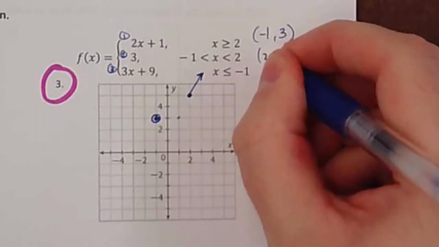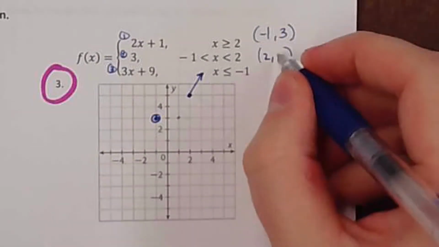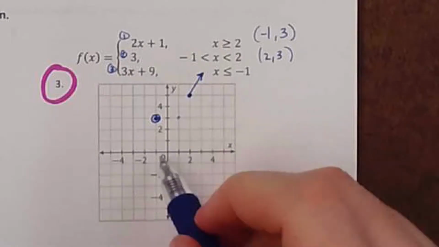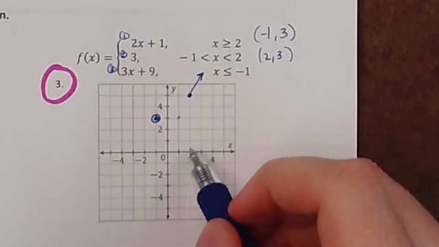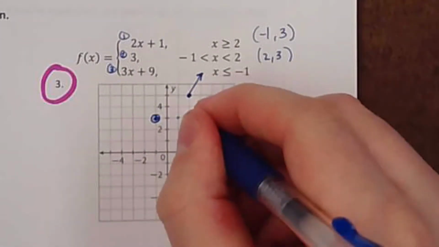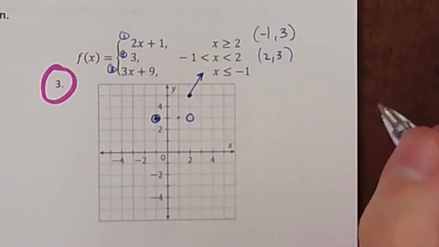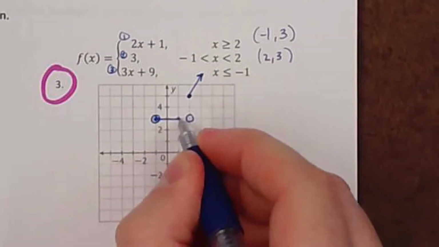Well, when I plug in 2, I get 3. So now I plot 2, 3, 1, 2, and then up 3. And it's an open circle. I remembered that this time. And I connect my dots.